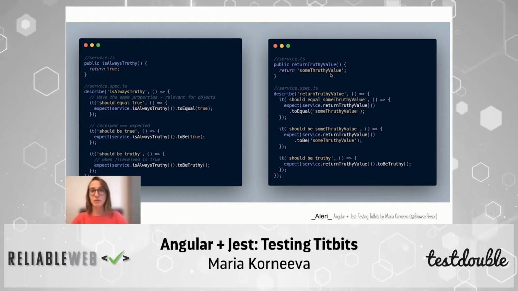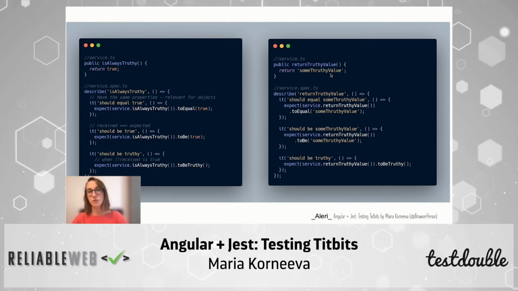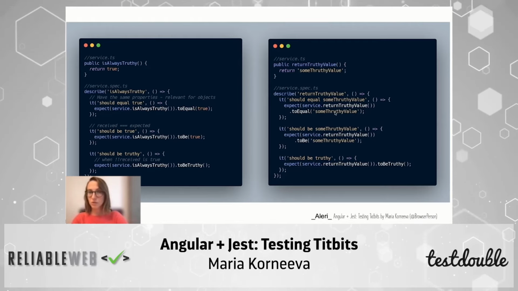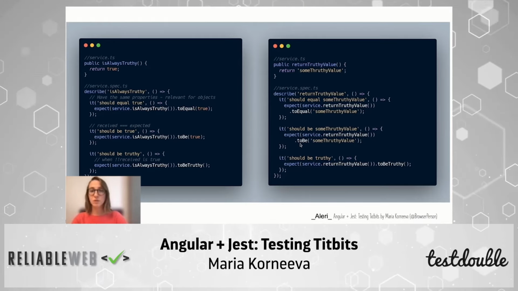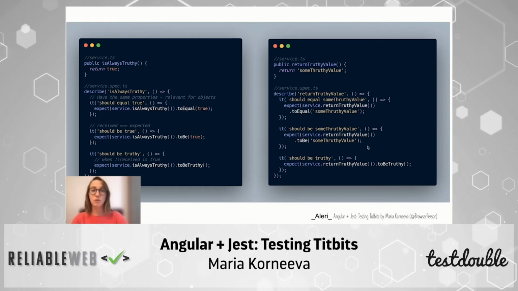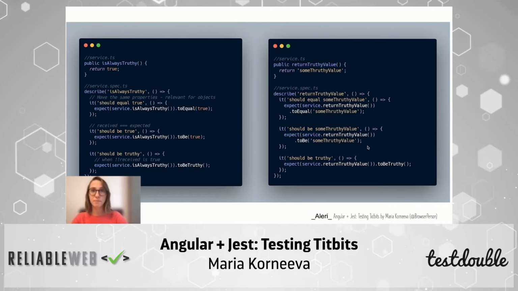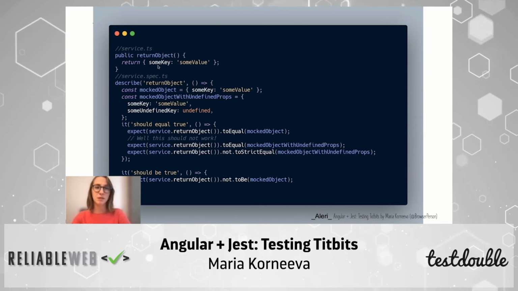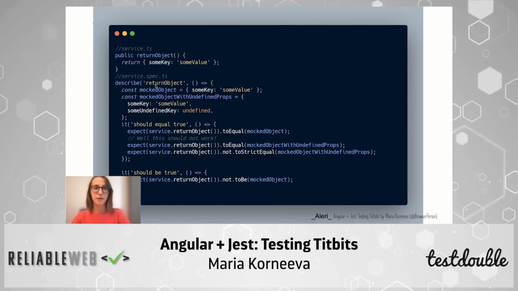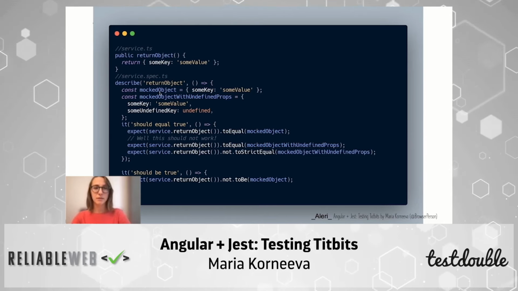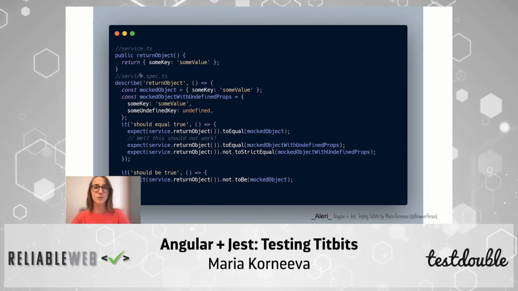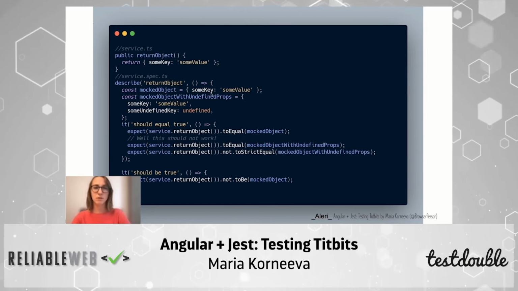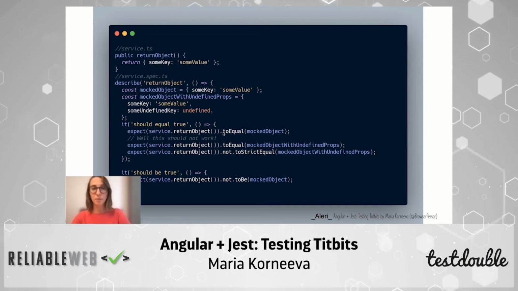If we have a similar method that returns a non-empty string, then it equals the same string. It is the same string. It is also truthy because, as you know, a non-empty string is truthy. So now we have another method which returns an object with some key and some value. In our test, we expect this returned object to be equal to our mocked object with some key and some value, and this is true.